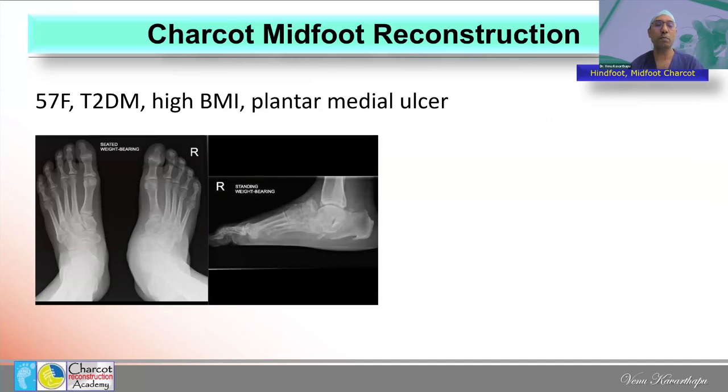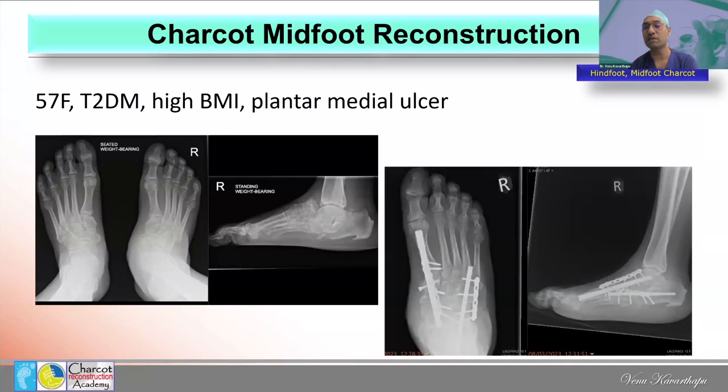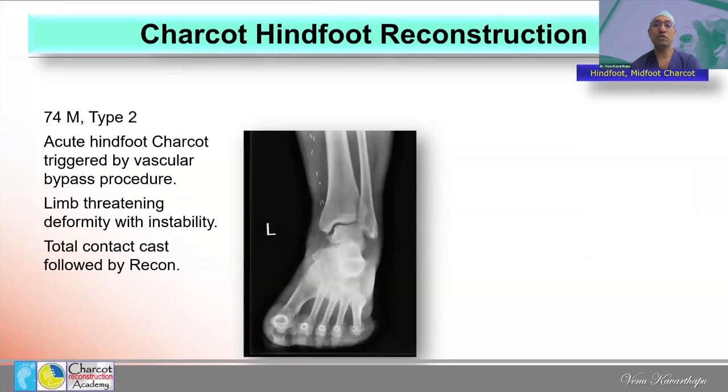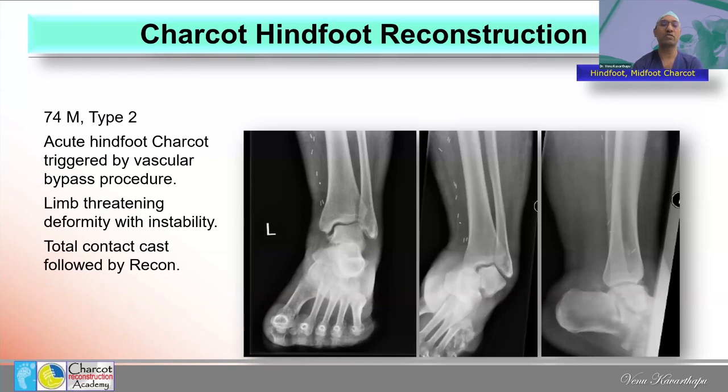Whereas a slightly more complex midfoot Charcot, where both the medial and lateral columns are affected, but the subtalar is not. Again, one can fuse the subtalar as well if there is any deformity or involvement, but otherwise we don't routinely fuse. So in this patient, again, there has not been any ulcer recurrence for the past 7 years. When it comes to the hindfoot, which in terms of outcomes was considered slightly more complex in the past, the fixation principles are very, very straightforward.